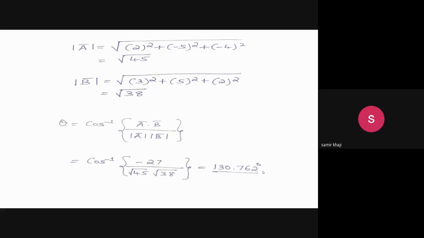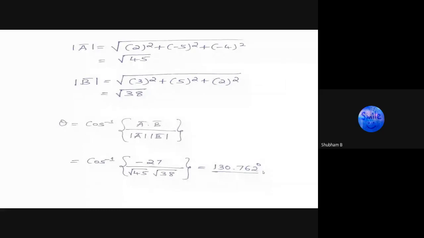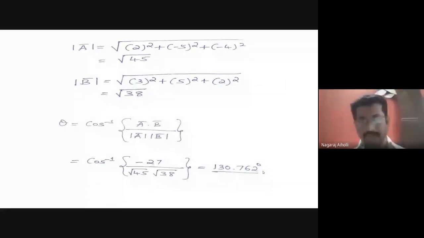Sir, 145, you are getting? Okay, I'll just check that. Anybody getting a different answer? So 130.76. Yes, correct. Okay, I'll just verify once again. Somebody is getting a different answer, we'll see that. Anybody getting the same answer? 130.762.